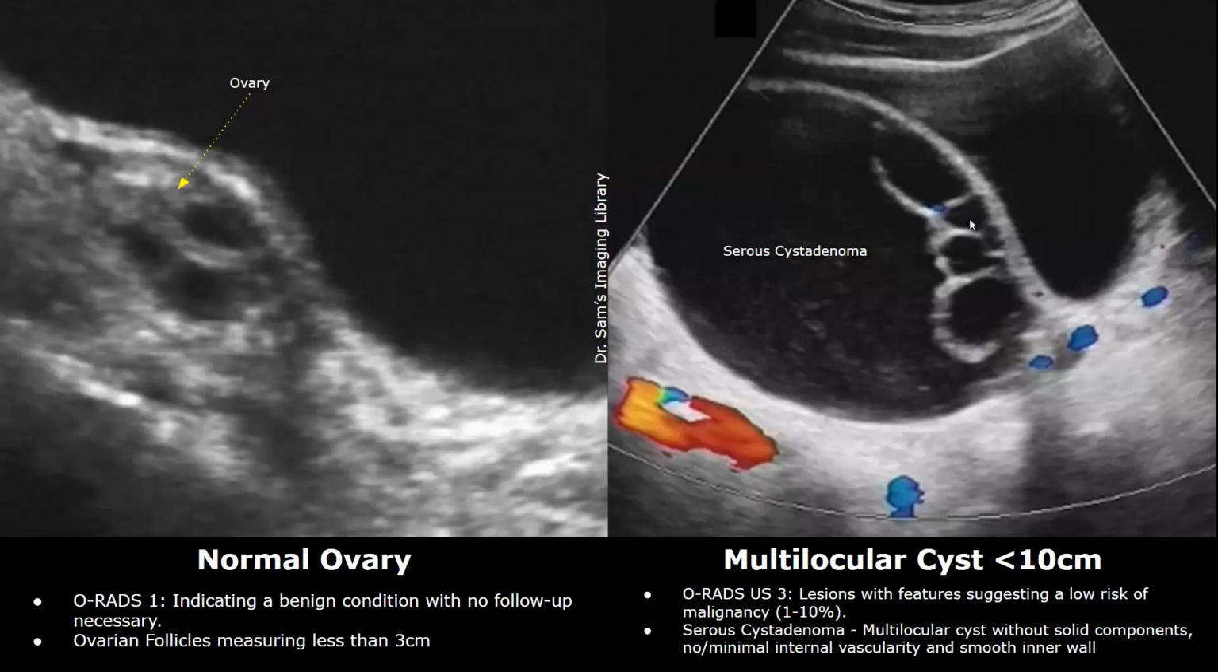An example of a multilocular cyst is a serous cystadenoma. It is a multilocular cyst without solid components. There is either no or minimal internal vascularity on color Doppler, and it usually has smooth inner wall. A serous cystadenoma usually comes under O-RADS US 3.